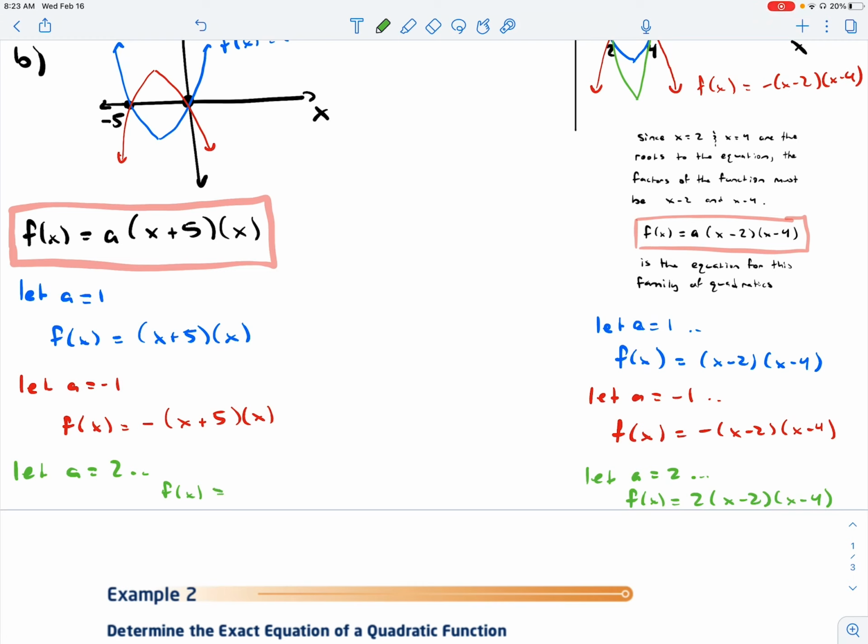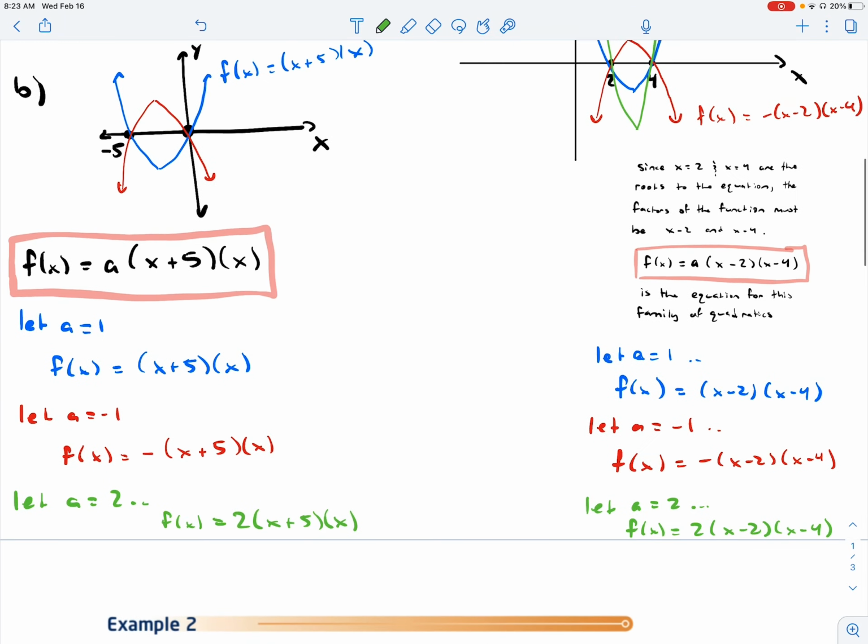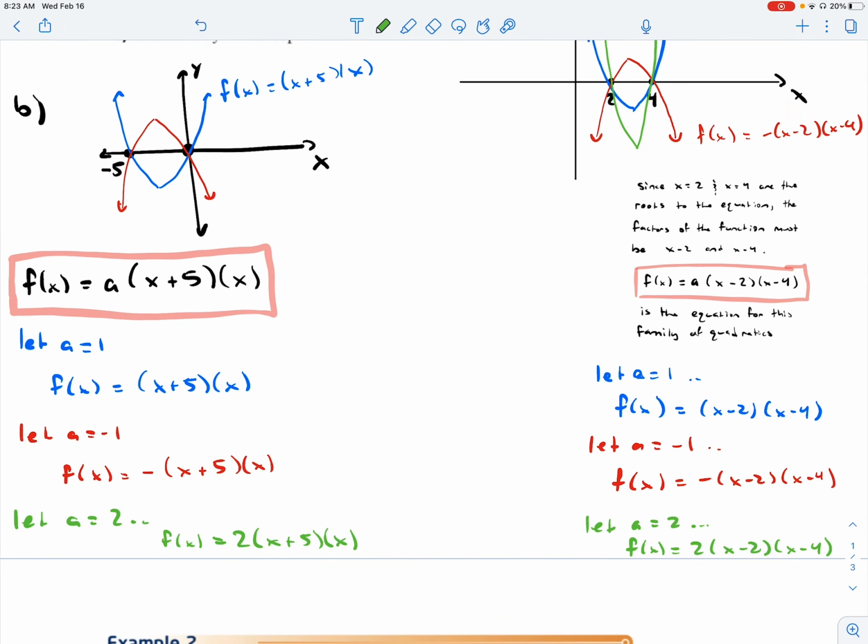So this one we're going to get f of x equal to 2 times x plus 5 times x. So this one's going to be a little bit skinnier than the other two. It's going to be vertically stretched. Still passes through the same intercepts. Okay, and there you have it. Those are the 3 members.